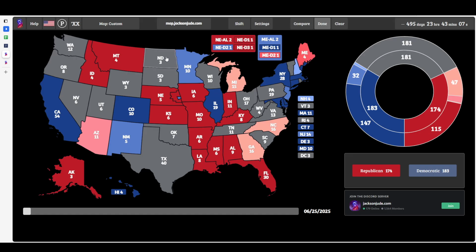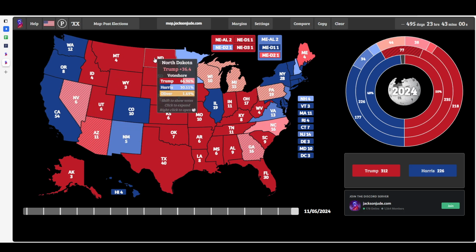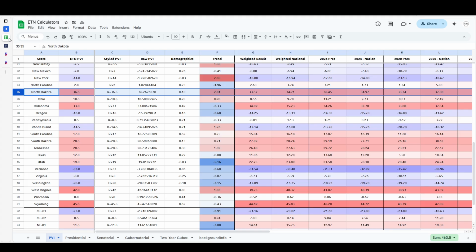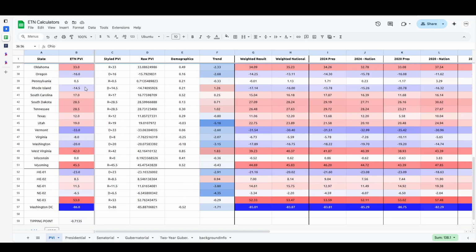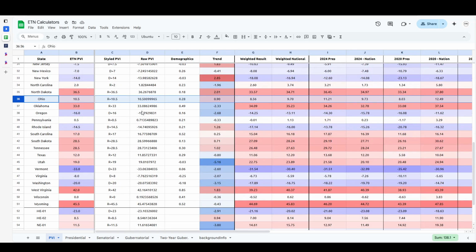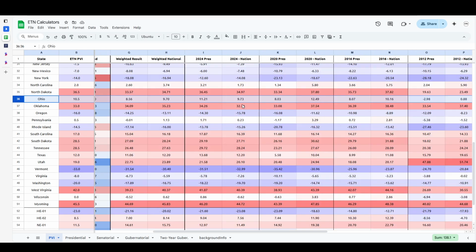It is now R plus 36.5. I mean, not even all that long ago, Democrats had both senators in North Dakota. And now it is one of the most Republican states in the entire country. I believe it's third. Ohio, this was another one that's really rough for the Democrats.